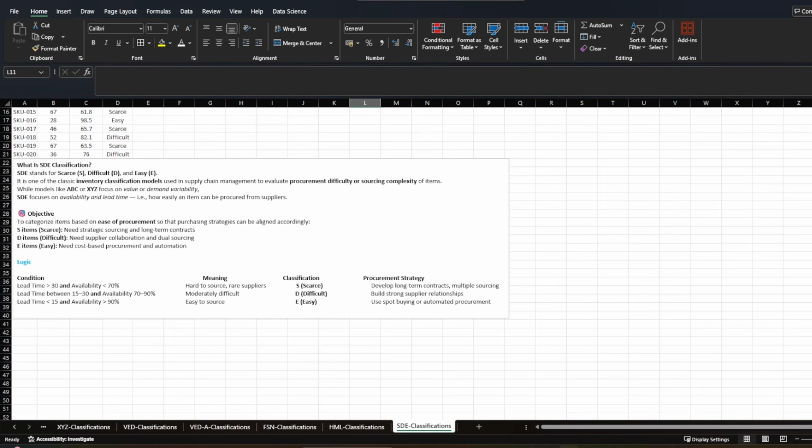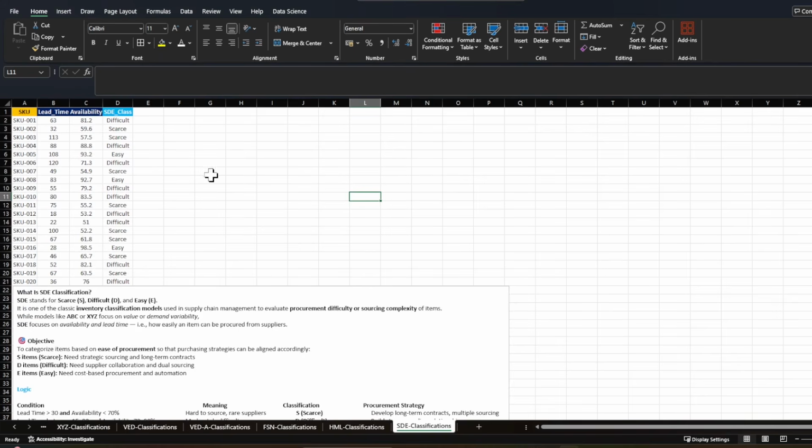It is a cost-based procurement. Then what is the logic we are going to use? In order to classify the SDE inventory, you need to take two data points into consideration. One is the lead time, and the other is availability. Availability is something we can get from on-time delivery or OTIF, and lead time we know what it is.